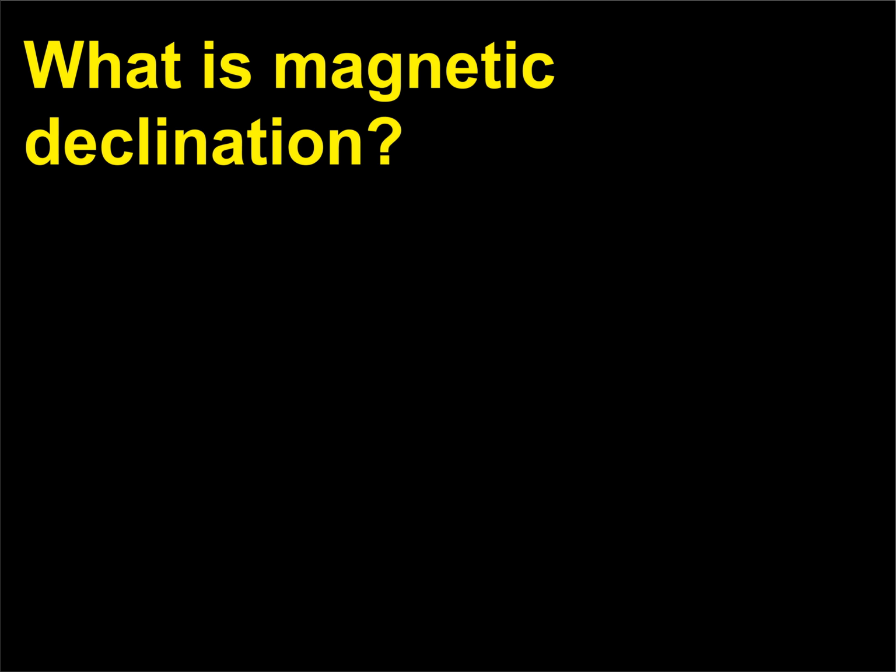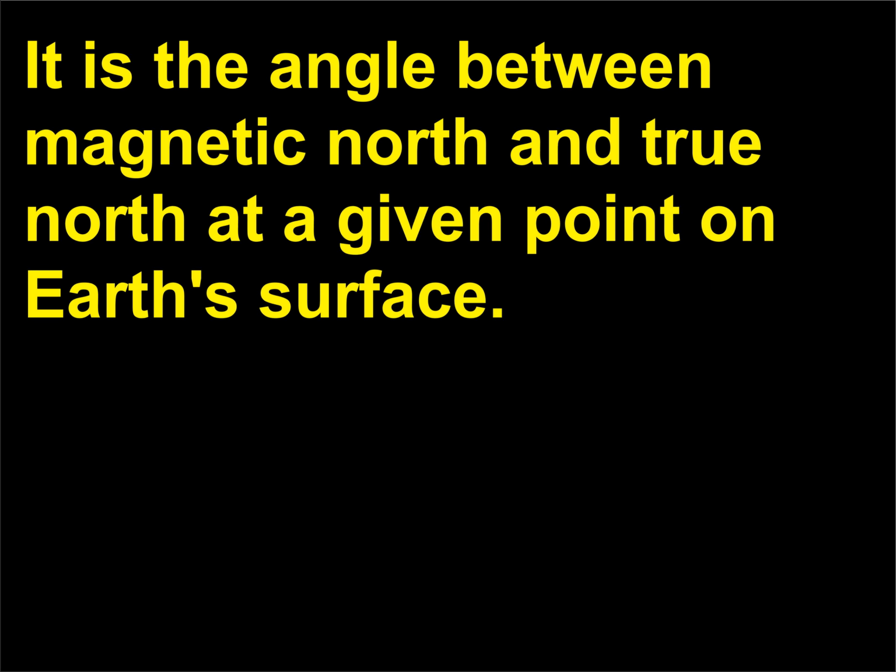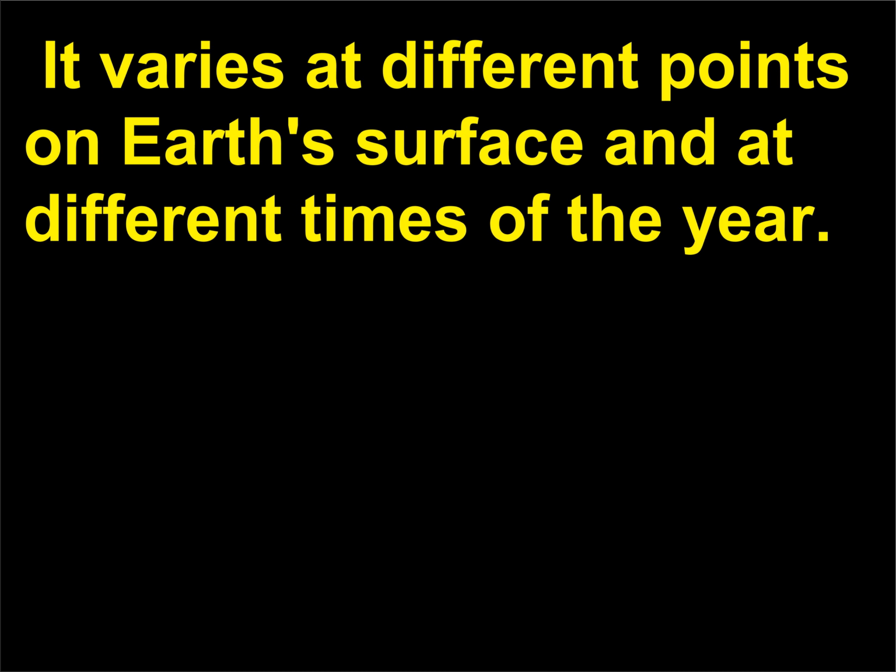What is magnetic declination? It is the angle between magnetic north and true north at a given point on Earth's surface. It varies at different points on Earth's surface and at different times of the year.